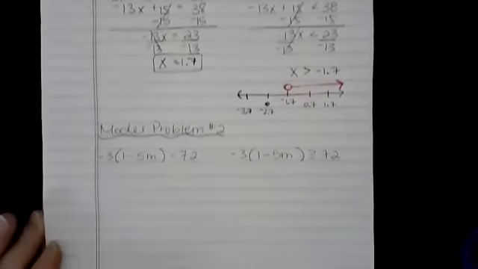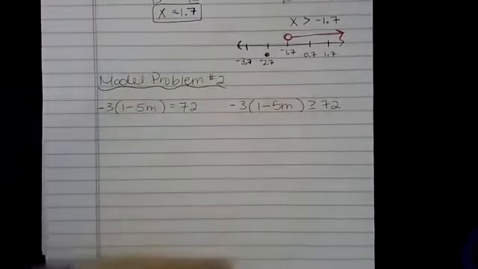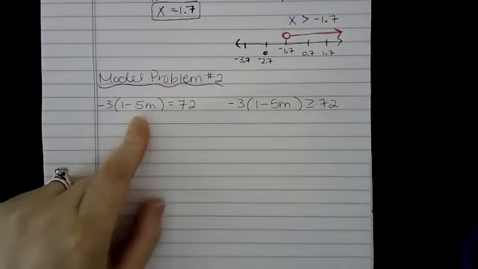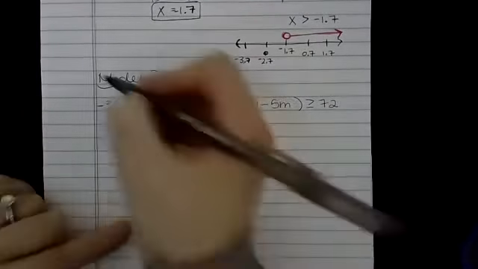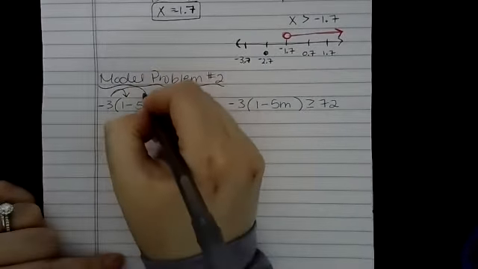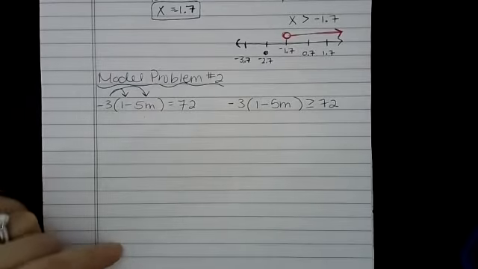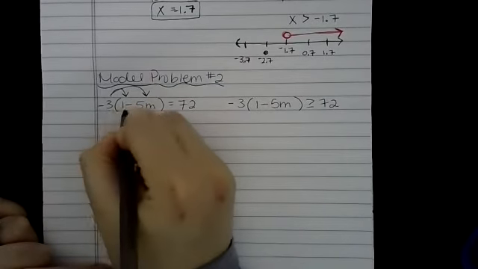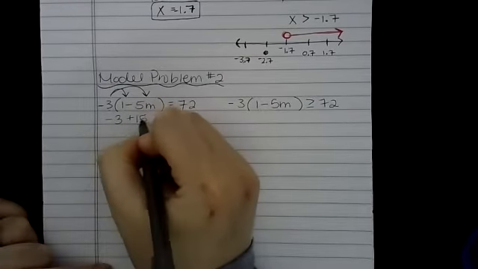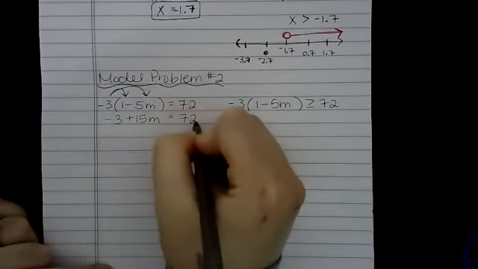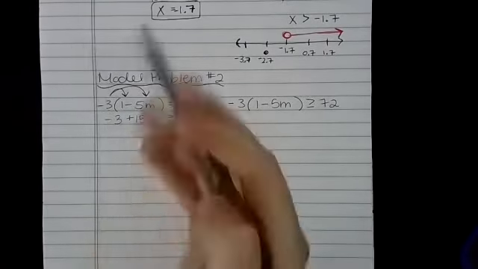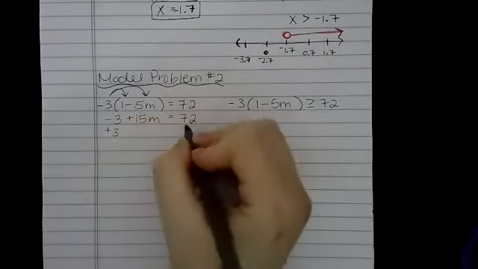So I'm gonna go ahead and do model problem number 2. Now, as discussed in class, when we see parentheses, we know that we're supposed to multiply, not add, but multiply. So this -3 has to multiply with that 1, and it also has to multiply with that -5m. So the result is -3 times 1 is -3, -3 times -5m is positive 15m, and that is equal to 72. Now, in an effort to get m alone, I have to do the opposite of -3, which is to add 3 to both sides.